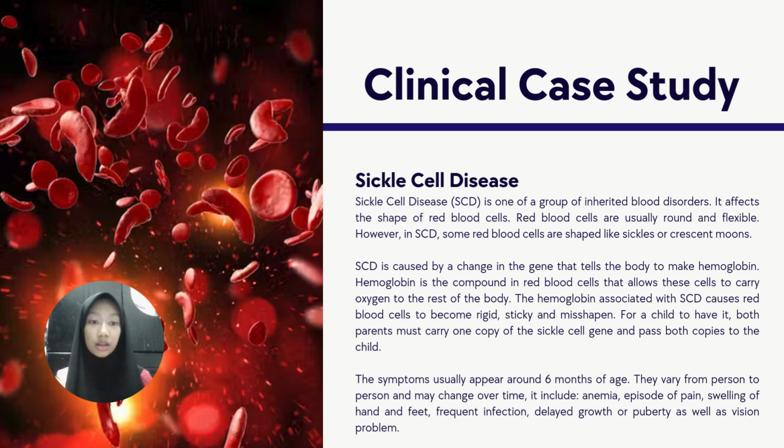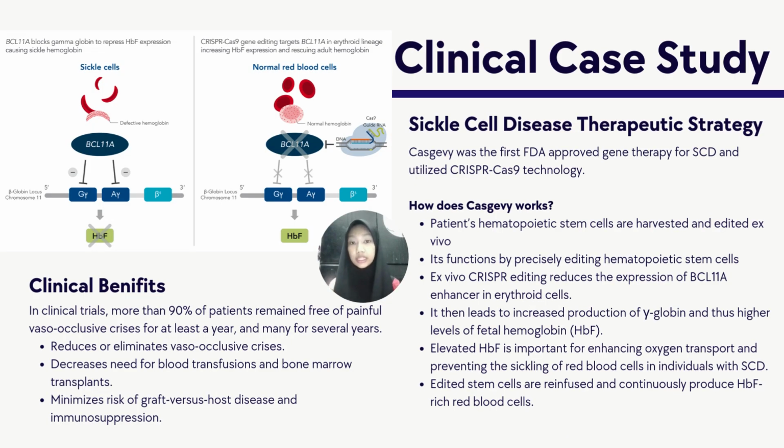The symptoms include anemia, episodes of pain, swelling of both hands and feet, frequent infection, delayed growth or delayed puberty, as well as vision problems. One of the most groundbreaking applications of CRISPR-Cas9 is Casgevy, the first FDA-approved CRISPR-Cas9 therapy for sickle cell disease. How does it work? Firstly, patient hematopoietic stem cells are harvested and edited outside of the body.